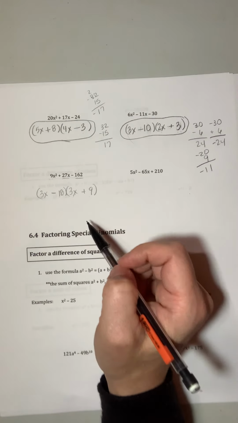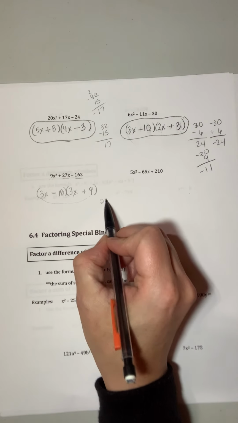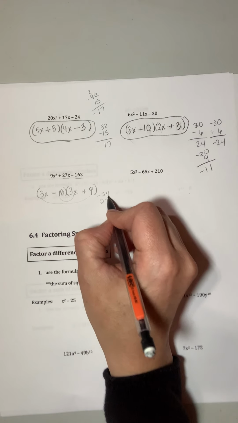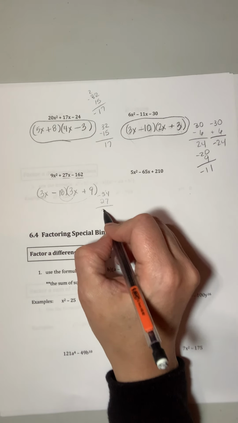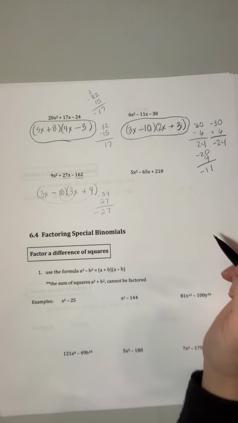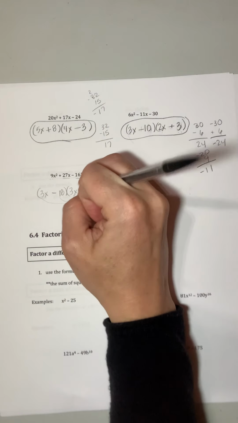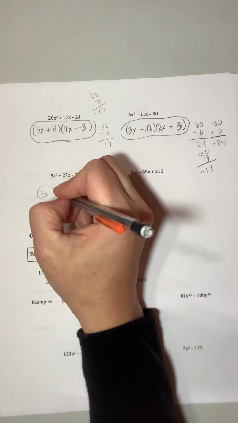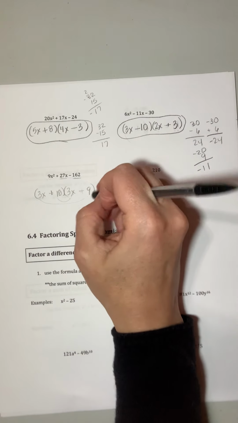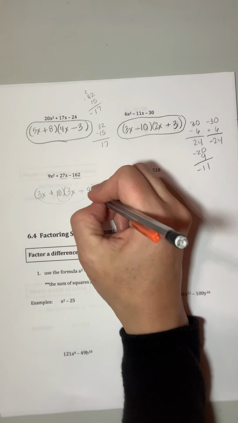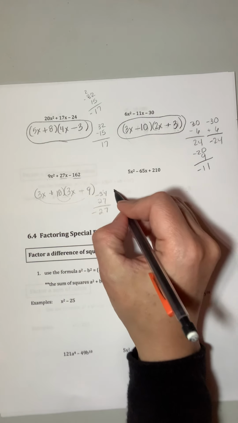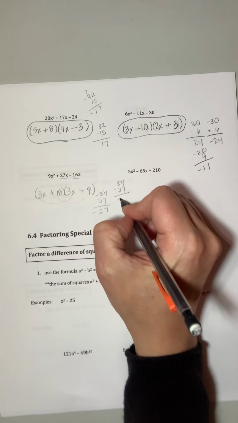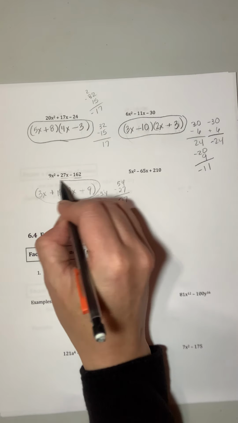Now let's check the middle. 3 and 9 is 27. Negative 18 and 3 is negative 54. If I subtract, I get negative 27. I need positive 27. So I'm going to flip my signs. So now I have negative 27 and positive 54. So that's going to give me a positive 27.